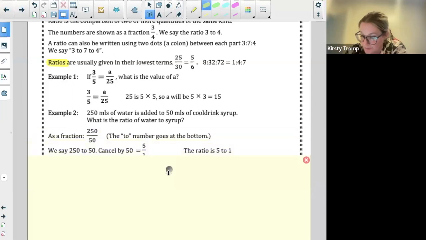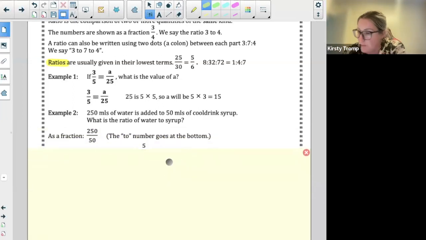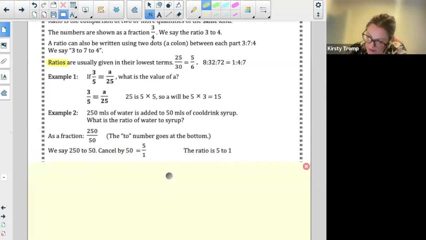So, if we write it as a fraction, we're going to say 250 over 50, hey? So 250 over 50, all right? And when we break it down, it's going to give us 5:1. So the ratio is going to be 5:1. So 5 parts of water and 1 part of syrup.